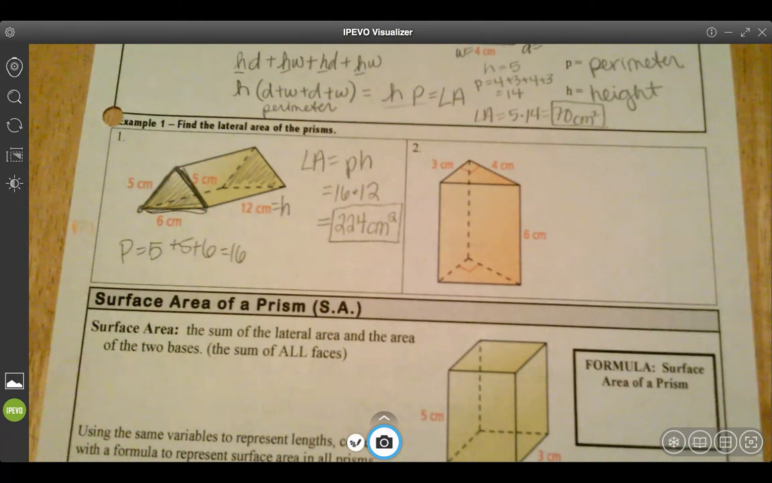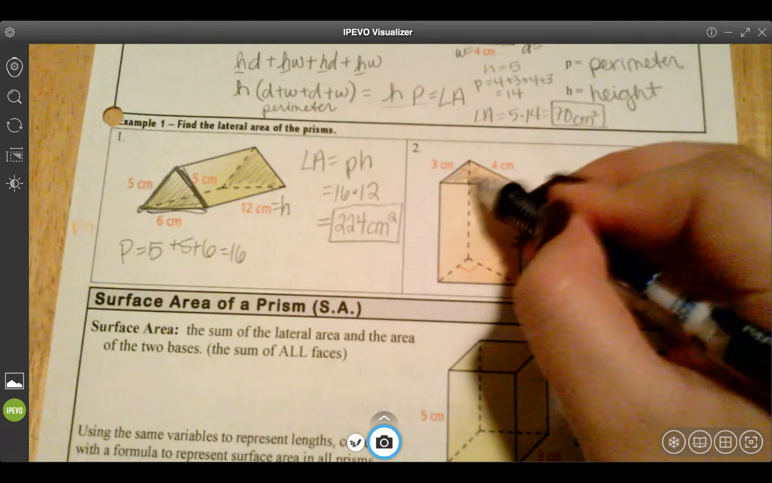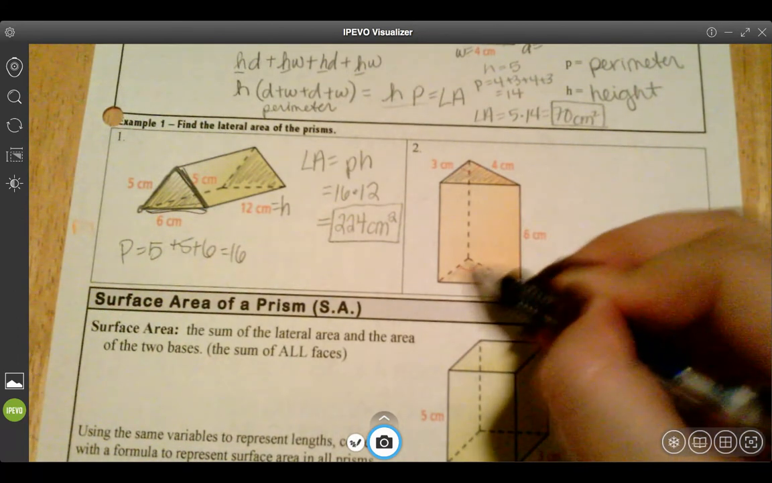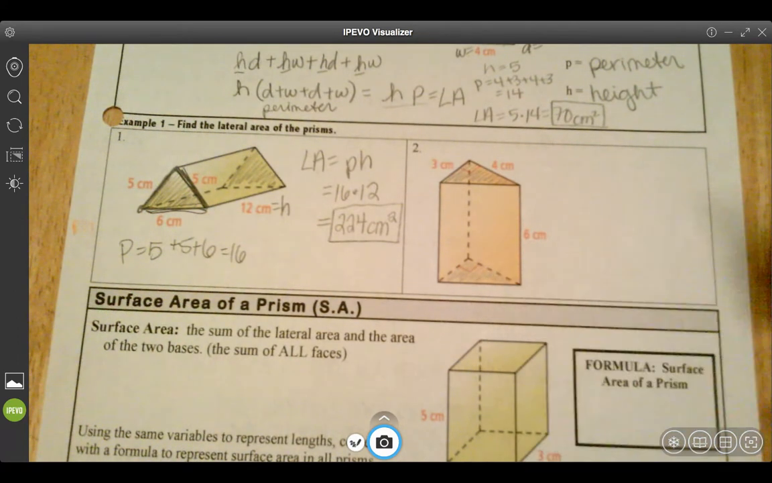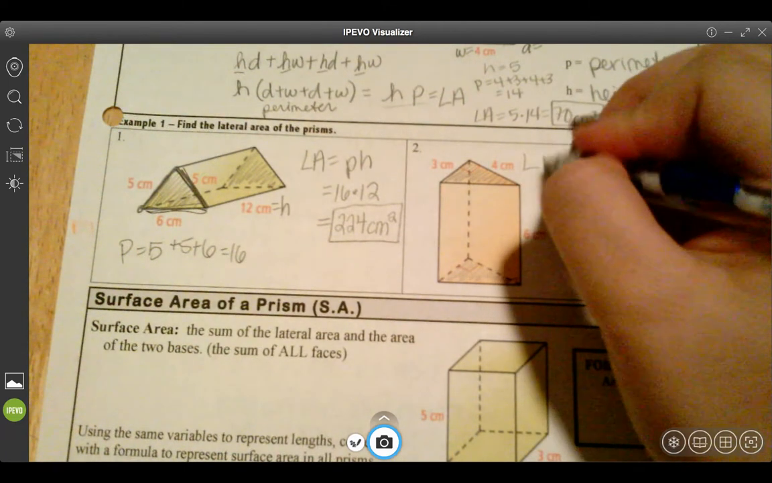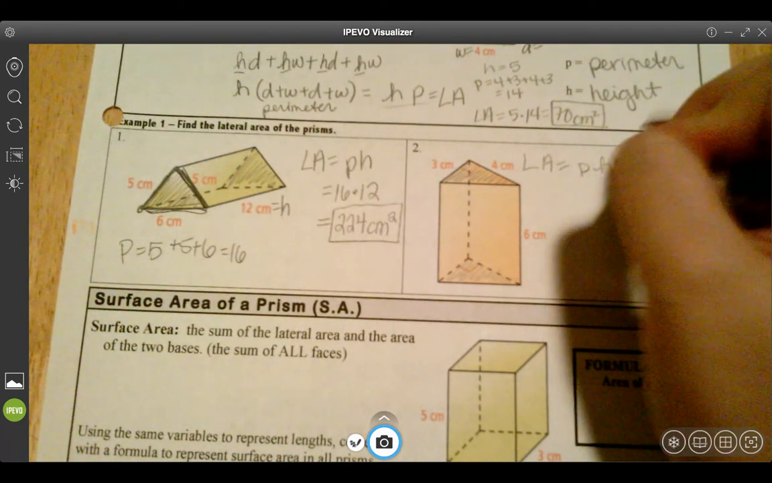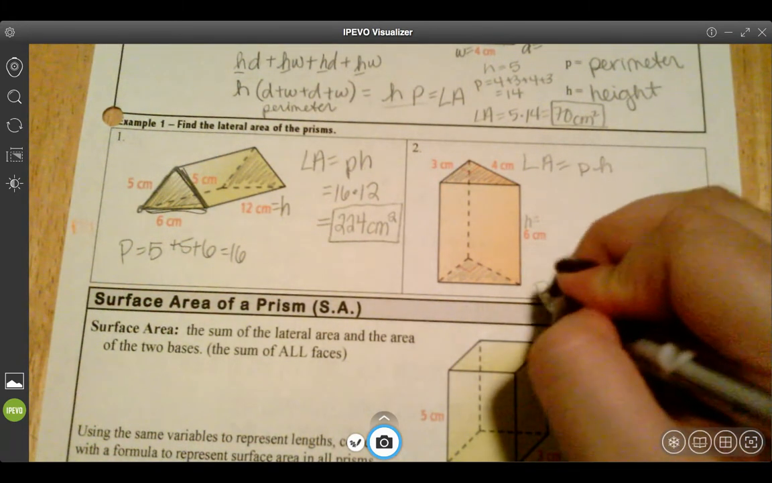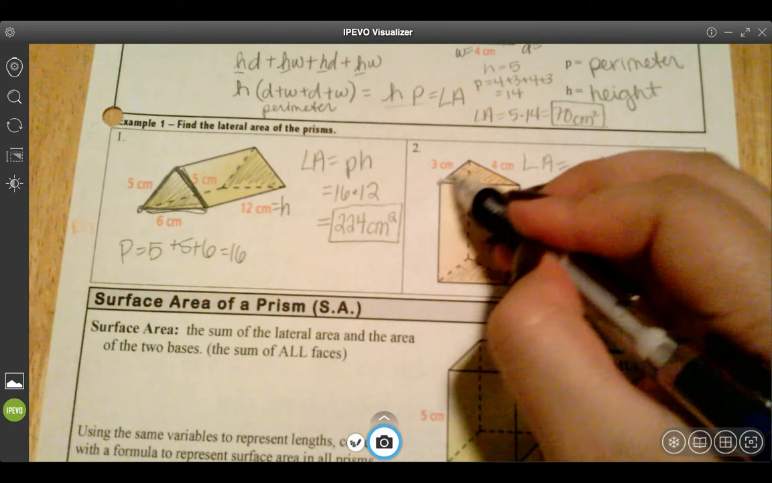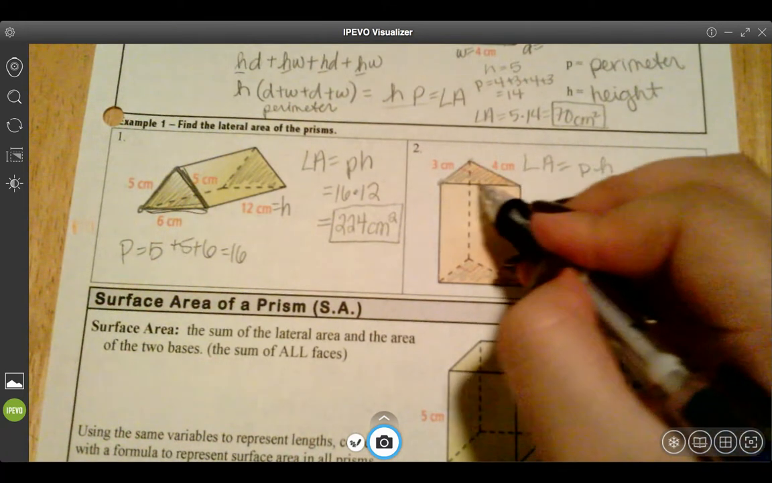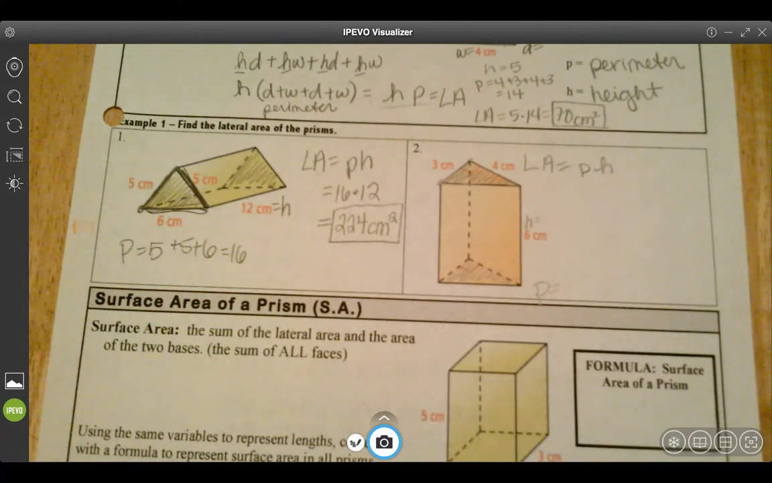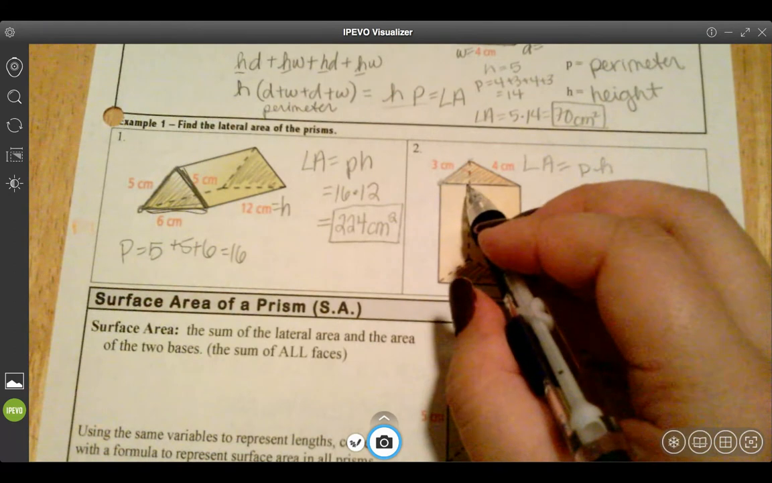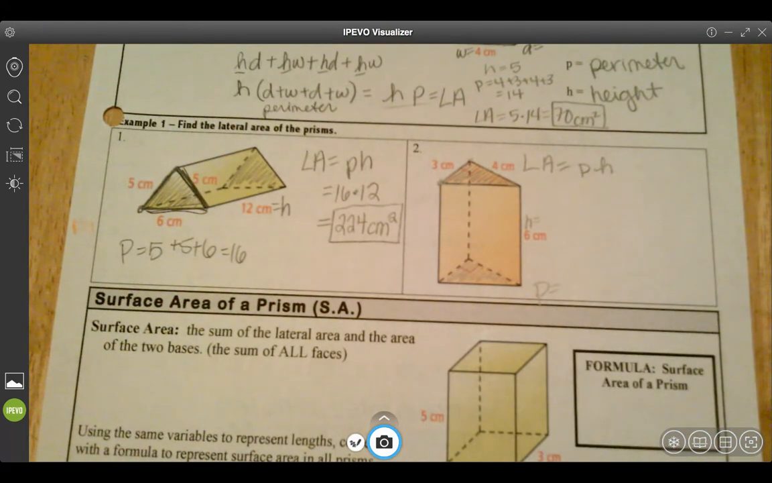We'll do the same thing for number 2. Again, I'm going to say these are my bases, my non-rectangular sides. So to find lateral area, we need a perimeter and a height. Here's my height. To find perimeter, I need to be able to add up all the sides. Well, I have 3, 4, and I don't know that last side. If you recognize it as a Pythagorean triple, you'll know that that side is 5. If you don't know the Pythagorean triples, then we need to calculate that by using the Pythagorean theorem.